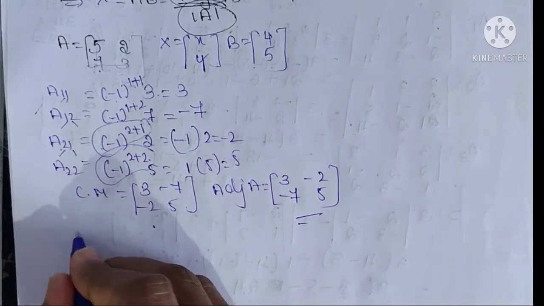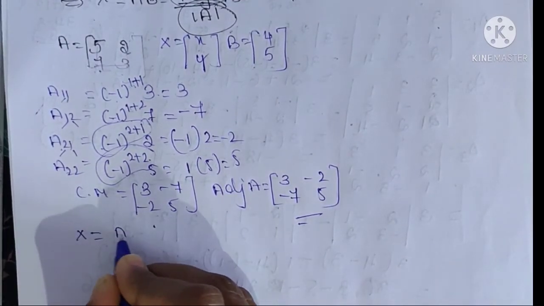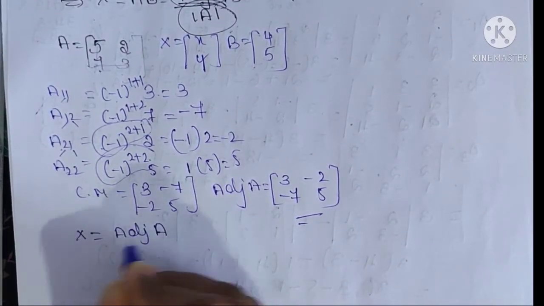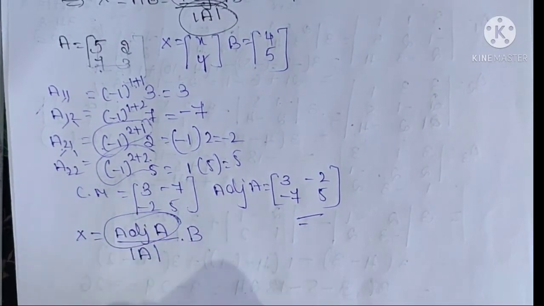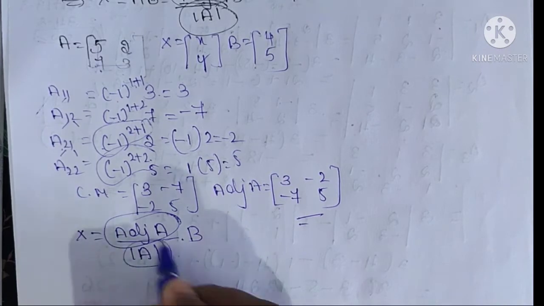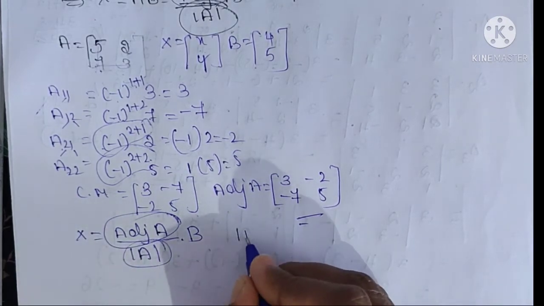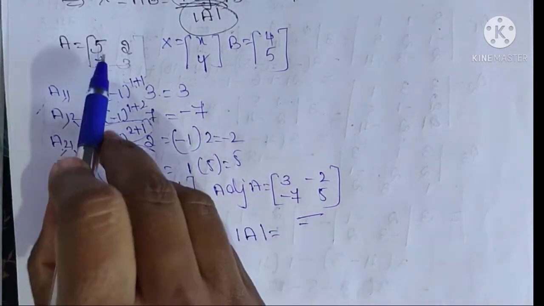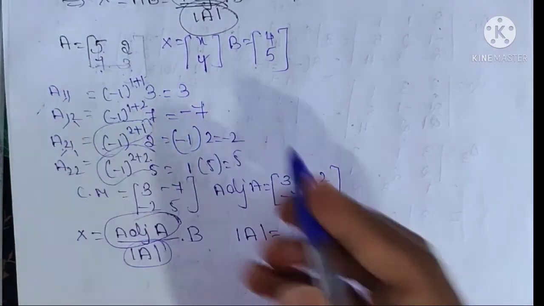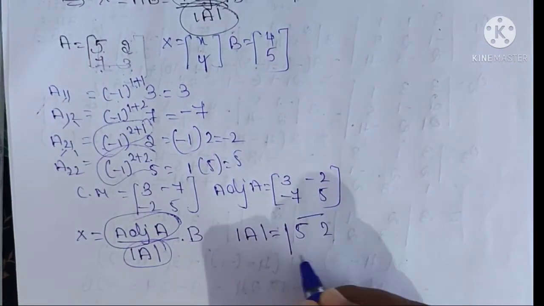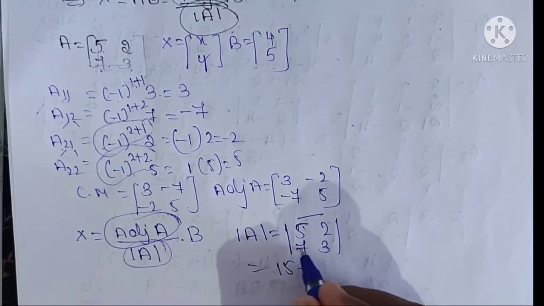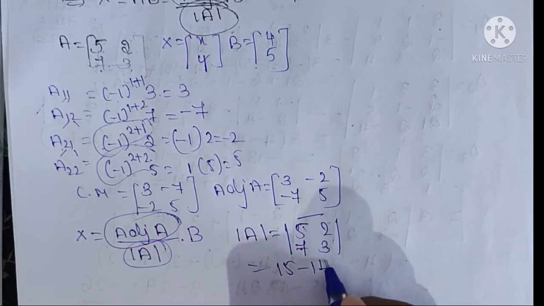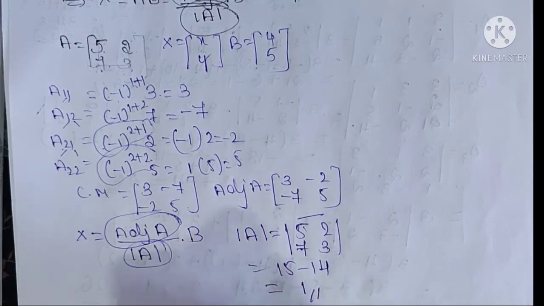Now consider x is equal to adjoint of A divided by determinant of A, into B. Here I have calculated the adjoint of A, and I still have to calculate the determinant of A. The A matrix is 5 2 7 3. Determinant of 5 2 7 3: 5 threes are 15, minus 7 twos are 14. 15 minus 14 is 1.